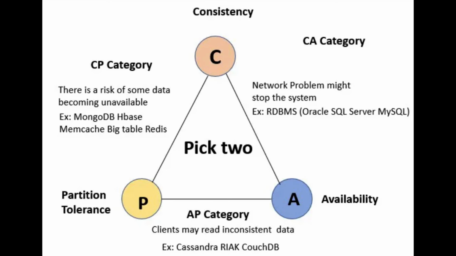AP systems: these systems prioritize availability and partition tolerance. Consistency might be sacrificed to ensure that the system remains operational even during network partitions. Examples include NoSQL databases like Couchbase.